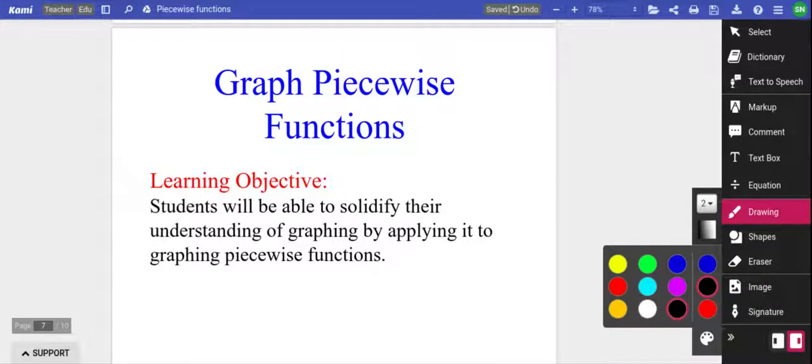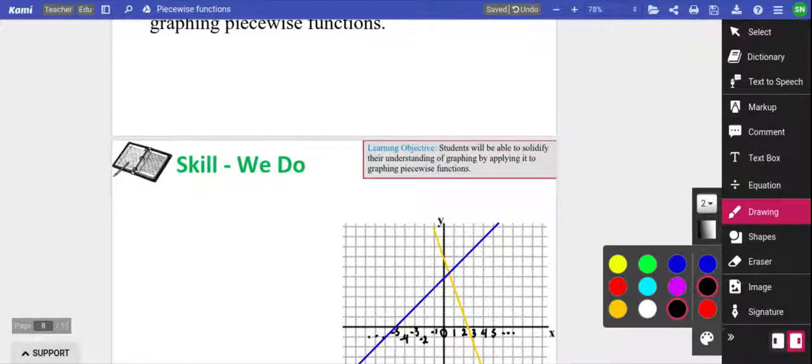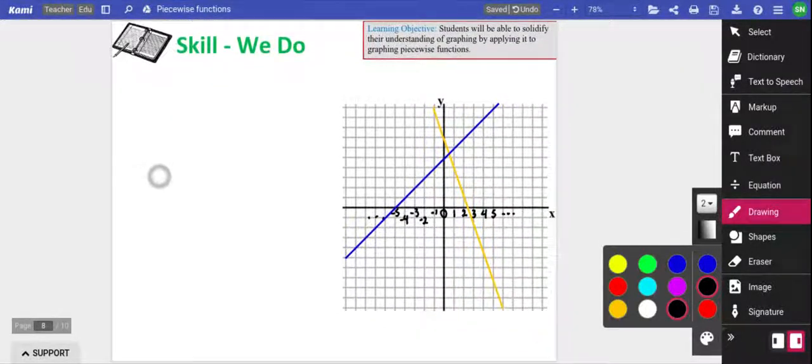Hello, in this video we will be graphing piecewise functions. Piecewise functions is basically graphing multiple functions in the same graph, but only looking for a part of the graph. We don't want the entire domain.